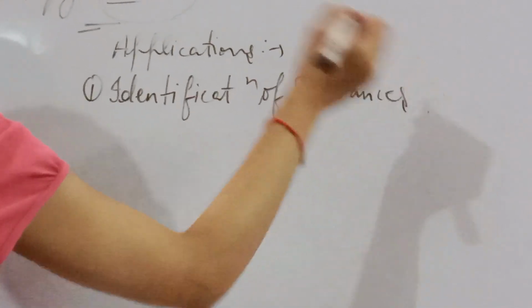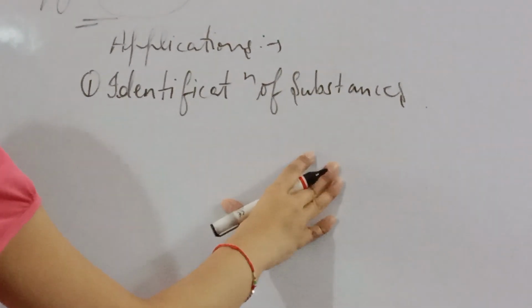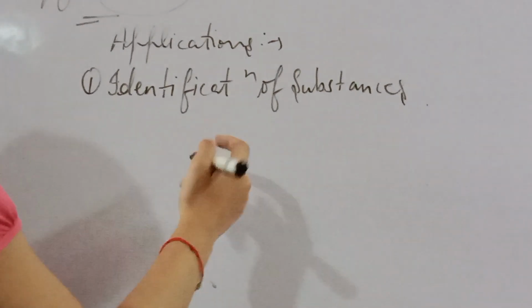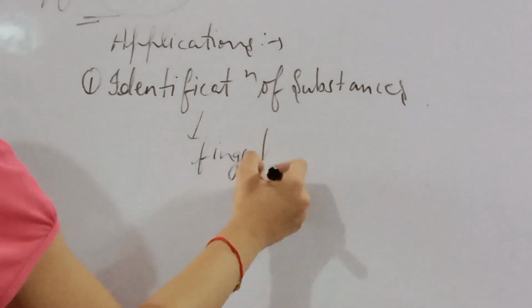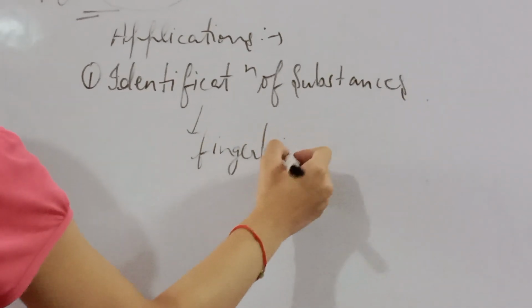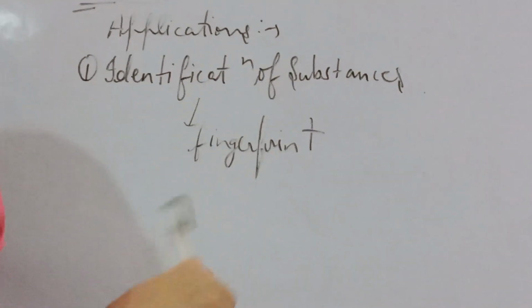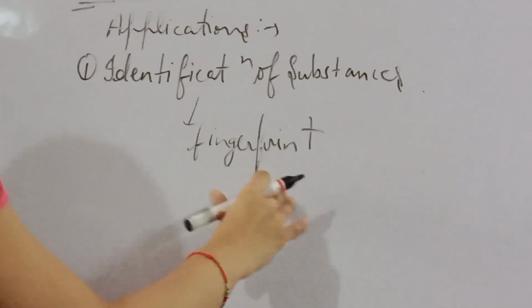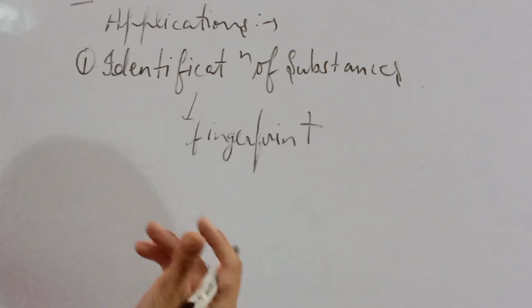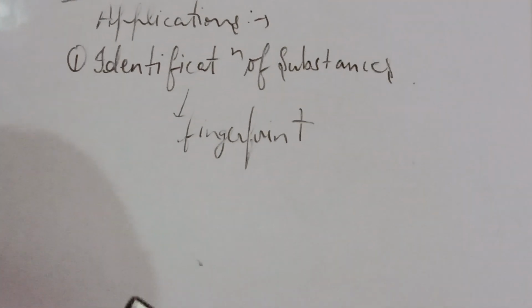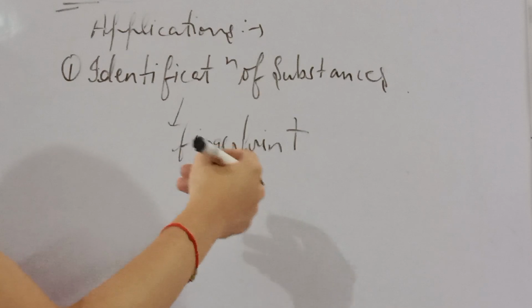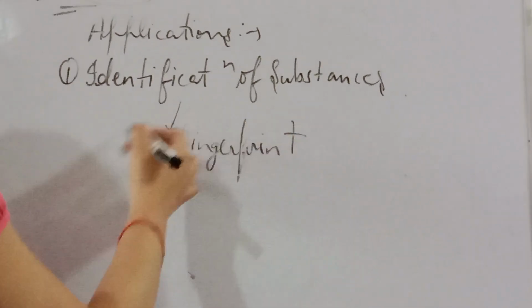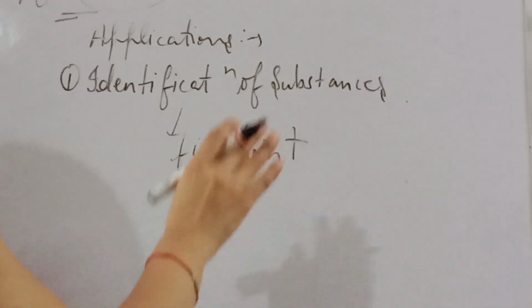Like in the case of IR spectrum, PMR spectrum is also used as a fingerprint of the substance. If the PMR spectrum of a given sample is exactly equal to the known compound, then we can say that the given compound must be identical with the known compound. In this way, PMR spectroscopy can be used to establish the identity of substance.